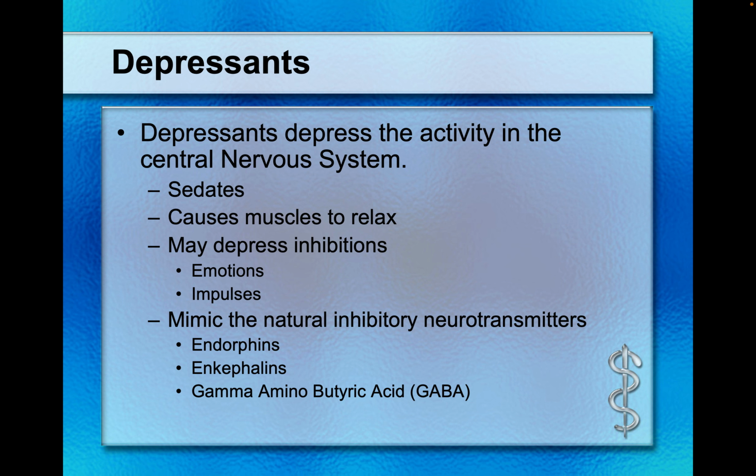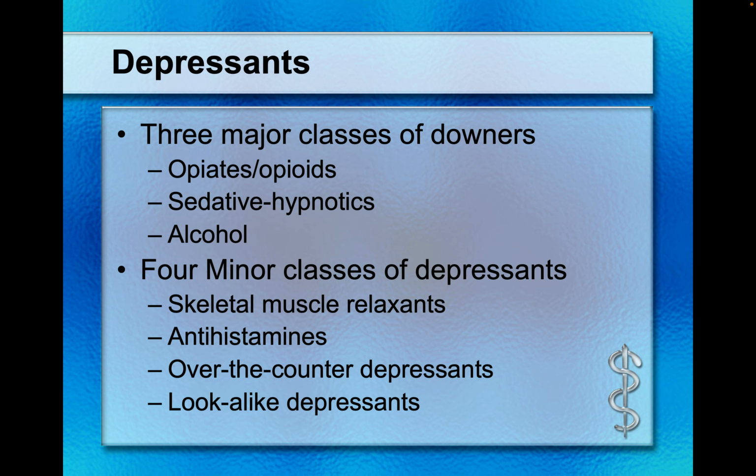Depressants depress the activity in the central nervous system. They sedate, they cause muscles to relax. They may depress your inhibitions. They may depress your emotions. They may depress your impulses. They mimic the natural inhibitory neurotransmitters, endorphins, enkephalins, and gamma-aminobutyric acid, or GABA.